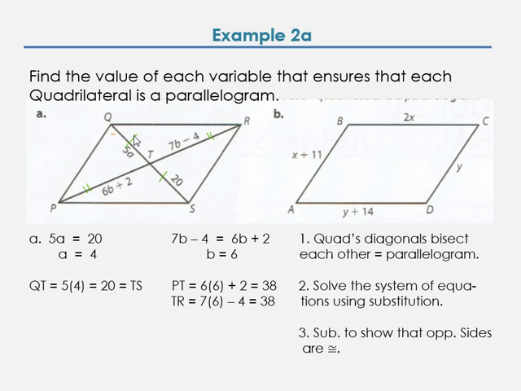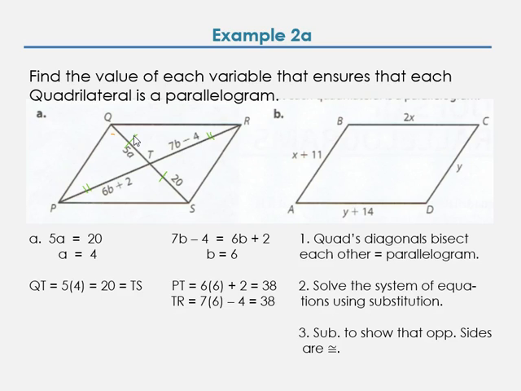Let's look at the other set of lines, and we have 7B minus 4 equals 6B plus 2. If we simplify, we find that B equals 6. If you happen to put your information the other way around, 6B plus 2 equals 7B minus 4, that's fine. You'll just end up with your B over on the right. Now we have a value for A and a value for B, and we can substitute into our equations.